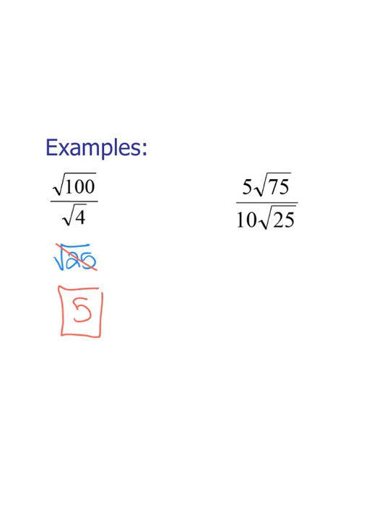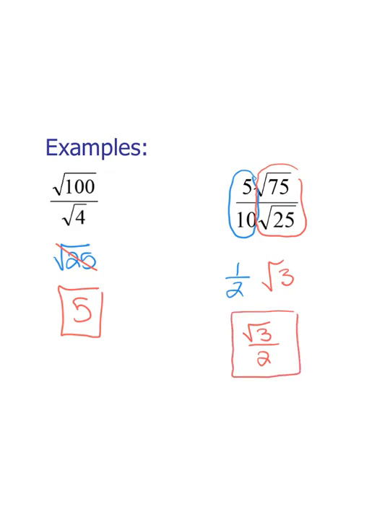If we look at the second example, the first thing we're going to do is divide the numbers in front. 5 divided by 10 is the same as 1/2 or 0.5. Then we're going to divide the numbers under the radical sign. 75 divided by 25 is radical 3. If you want to, you can rewrite this as radical 3 over 2. As long as there is no radical in the bottom, your answer is simplified.